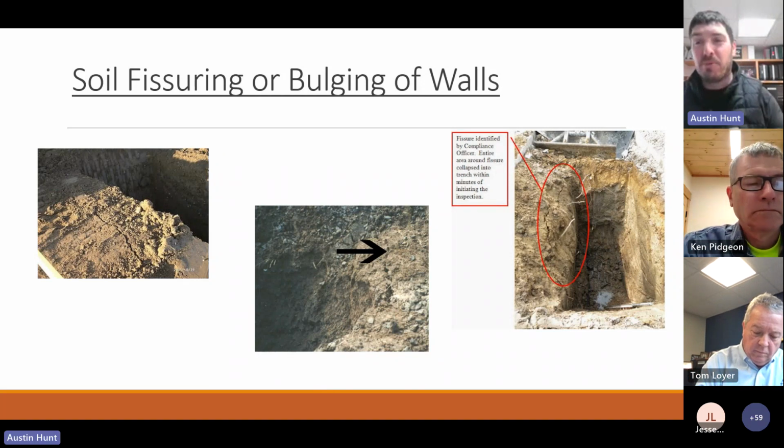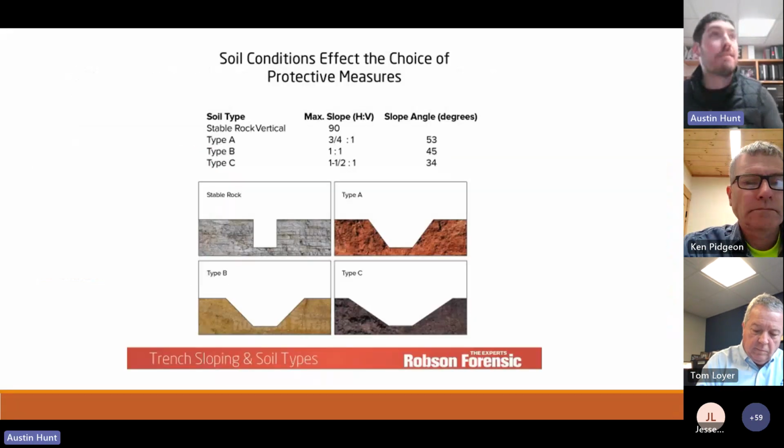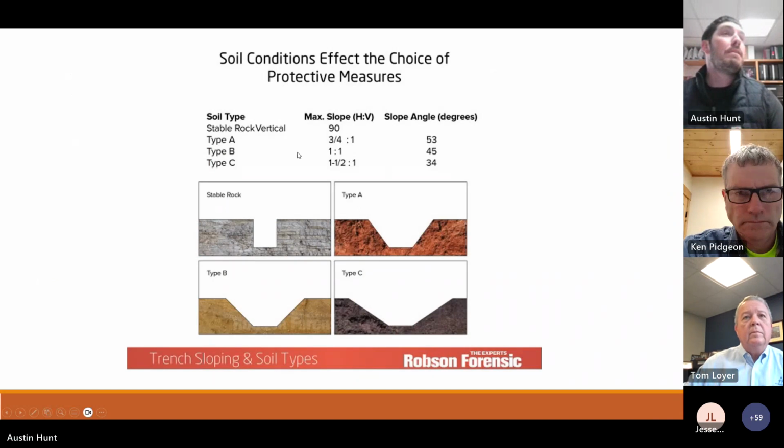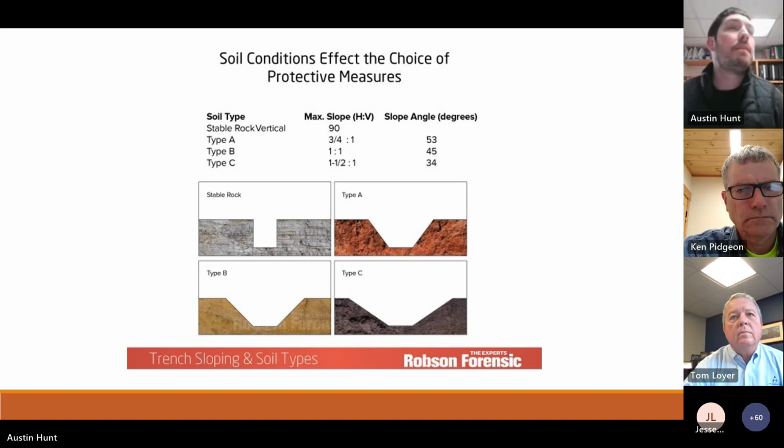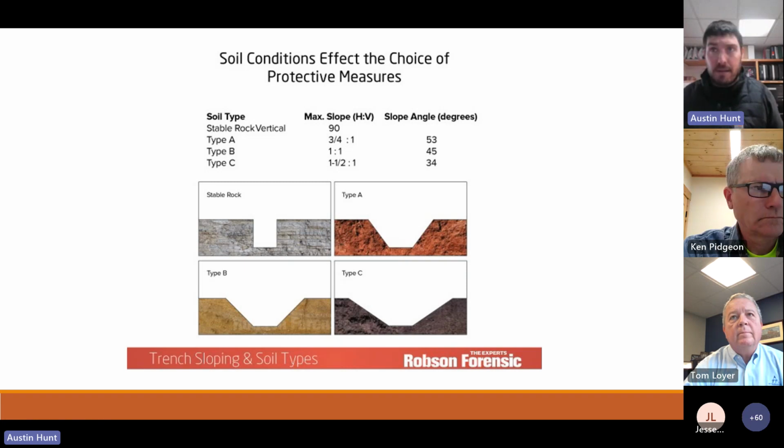Best practices would be to go back to this. Type C is 1.5 to 1. So if it's a 4-foot deep hole, you're going to slope back 6 feet. And then stable rock, you can obviously have vertical walls. That's not going to cave in.